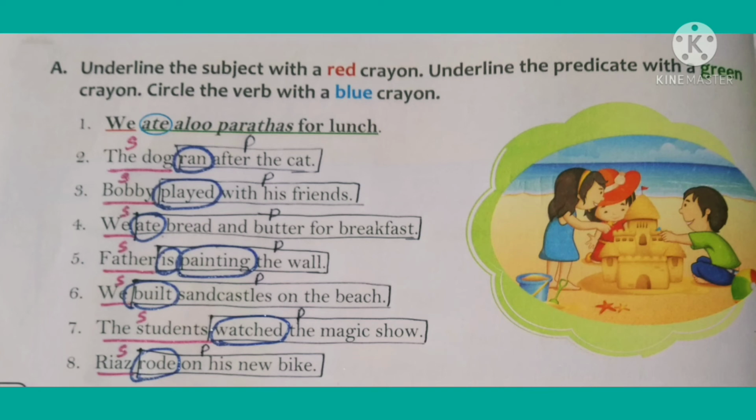Then the last one, Riaz rode on his new bike. Who rode on his new bike? Riaz. And the action word is rode. Rode on his new bike, that is predicate.